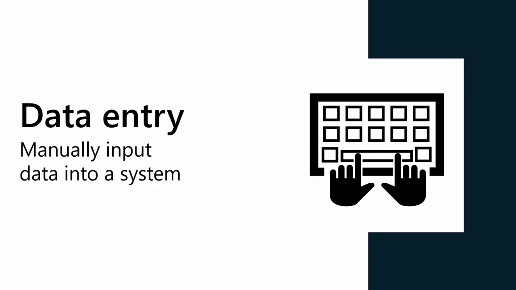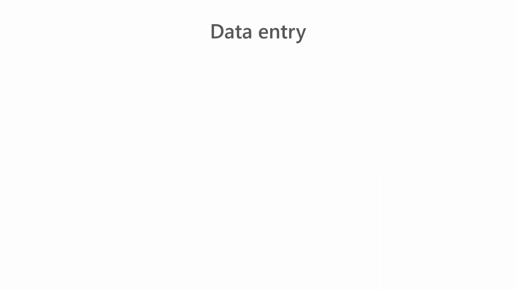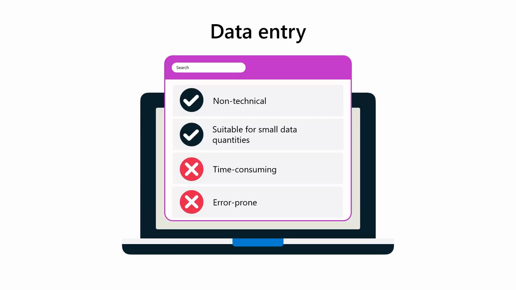Manual data entry is the most basic method of data gathering and ingestion, where data is manually inputted into a system. For example, an employee at AdventureWorks may type in data from a physical customer order form into a customer relationship management or CRM system. While manual data entry is straightforward and suitable for small amounts of data, it is time-consuming, prone to errors, and unsuitable for large-scale data ingestion.